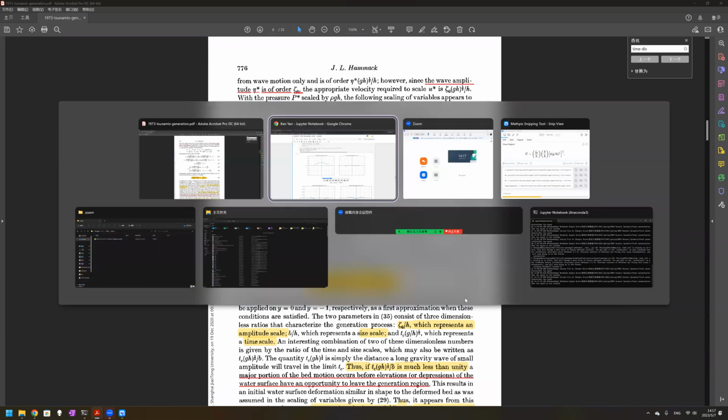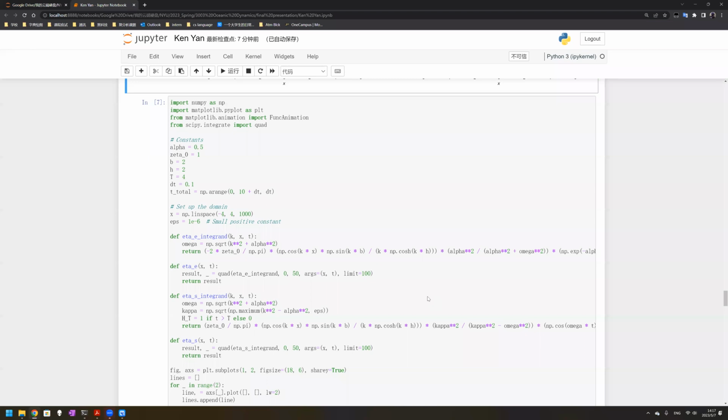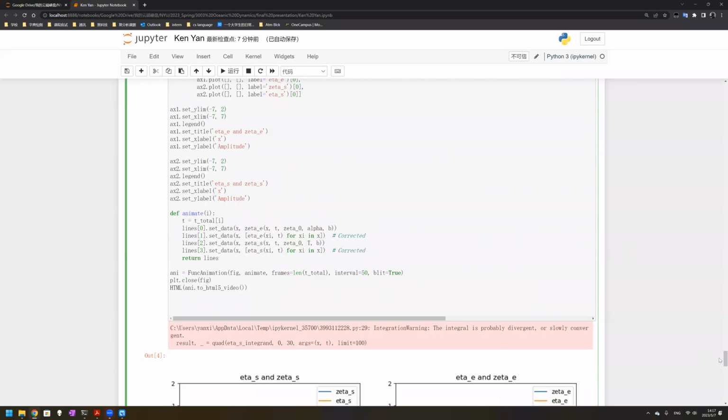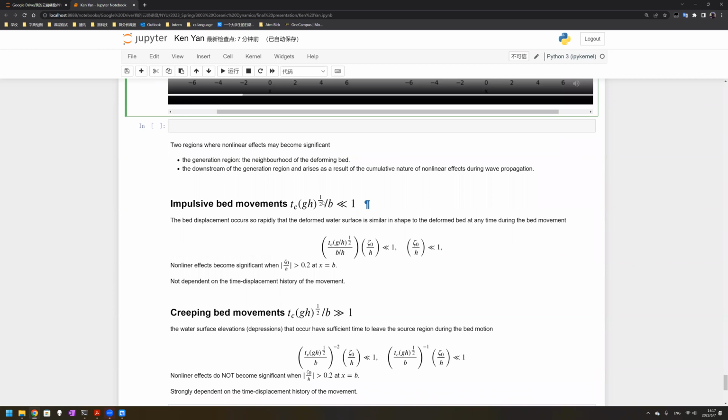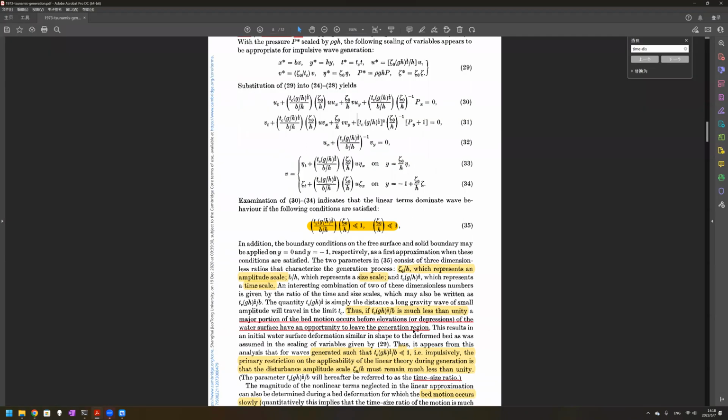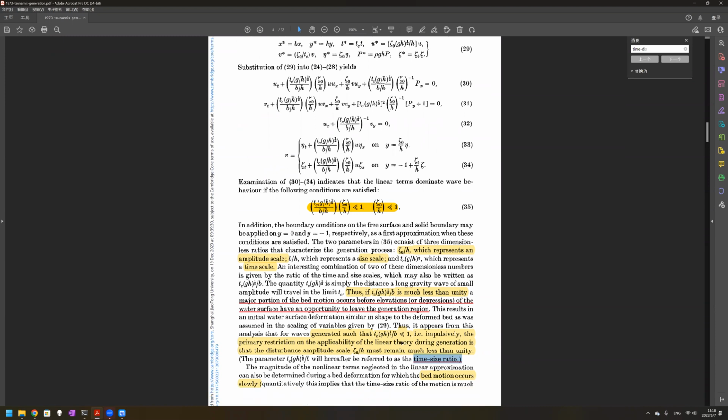So this arrives here. For impulsive bed movements, this is the criterion for how to define impulsive and creeping, which means fast and slow. It is defined by a time size ratio, the characteristic time times square root of gh over b, the width of the bed deformation. If the time size ratio is small, we call it impulsive, which means fast elevation or fast downthrow. And these two terms must remain small.